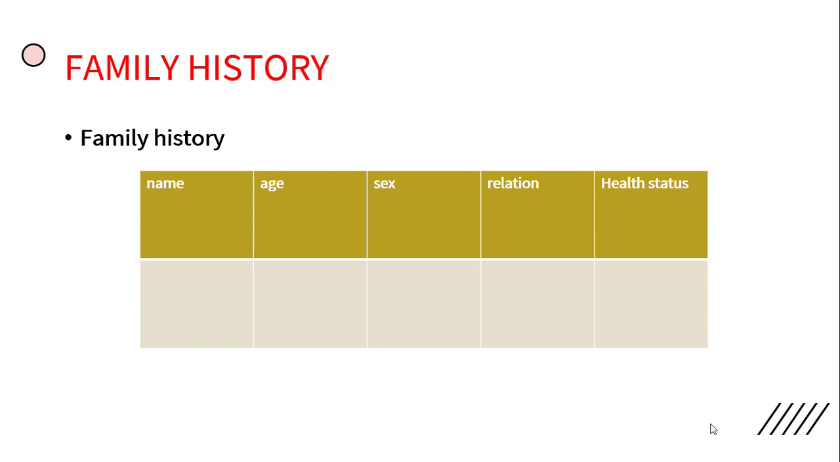In this slide, you can see how to write the family history. You have to make column like this. In those columns, you have to specify the name, age, sex, relation and health status of the family members.